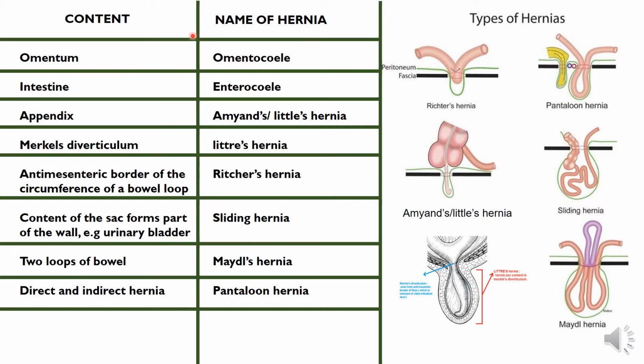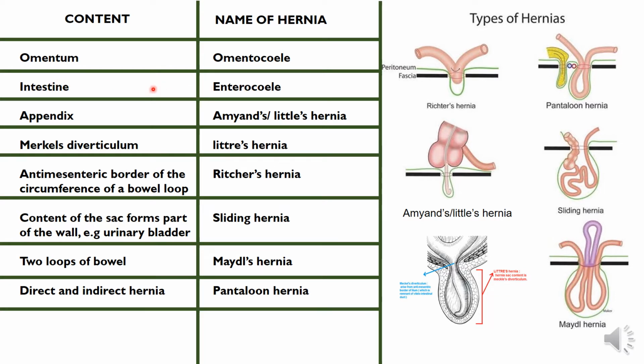Okay, so we have the various contents of a hernia and then the name based on the content. Now for an omentocele, the content of an omentocele is omentum. So when you have omentum within the hernia sac, it's called omentocele. Most times it's the greater omentum. And then when you have an intestinal loop within a hernia sac, it is called an enterocele. Enterocele, named after the intestine.